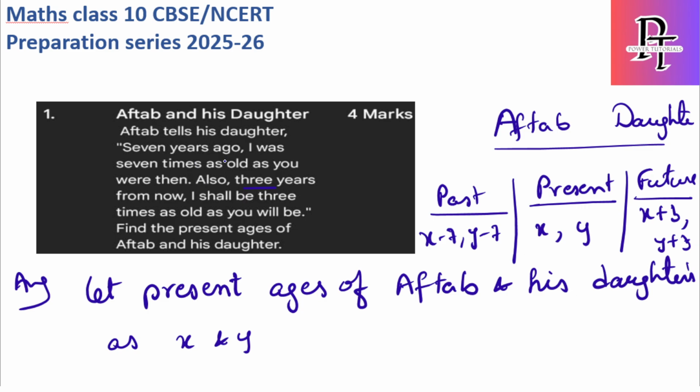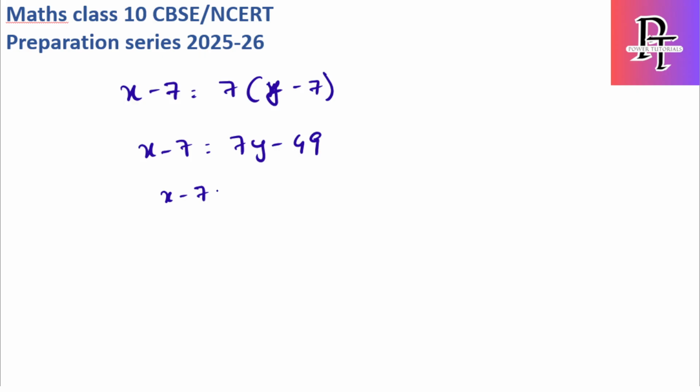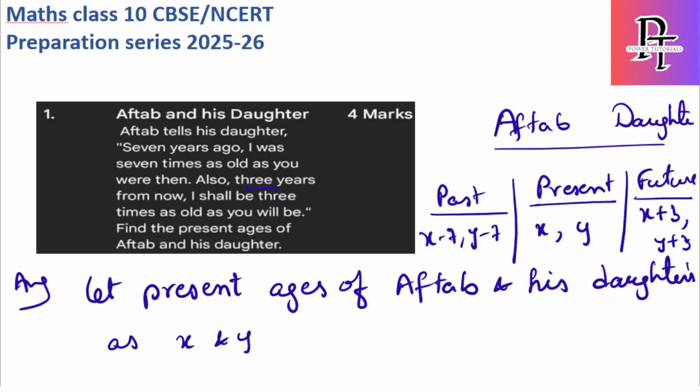Let's see the first scenario. 7 times as old as you. So they are saying that x minus 7, Aftab's age is 7 times the age of his daughter. So simply solve it. x minus 7 becomes 7y, 7 7s are 49. If I move variables to one side, numbers to the other, I will get x minus 7y is equal to minus 49 plus 7. So this becomes minus 42. Keep it as equation 1.